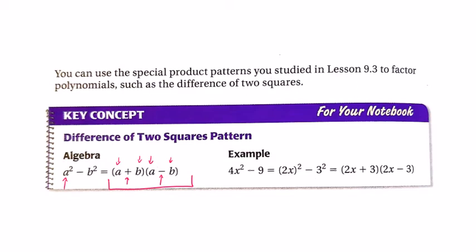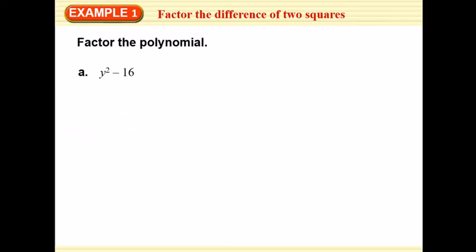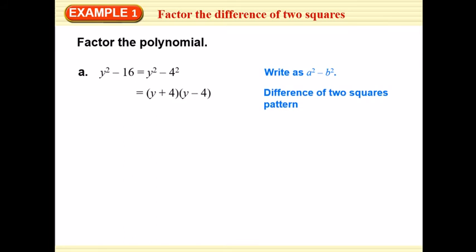So let's go ahead and look at an example. Factor the polynomial y squared minus 16. So this is a difference. That checks out for us since there is a subtraction sign here, and both of these are something squared. Alright, so write it as the difference of squares. So it becomes y squared minus 4 squared. And so then when I factor it, it's going to be y plus 4 times y minus 4.